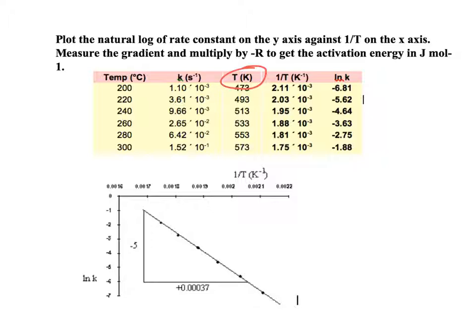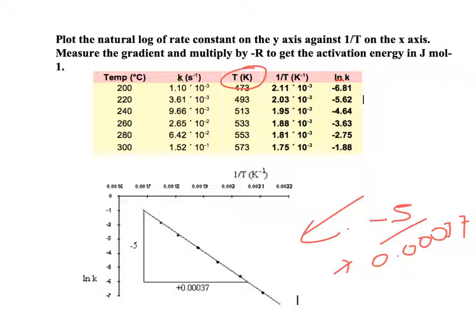So when you plot that, and you will get a graph like this, you can see that you will have a negative gradient. The gradient will be -5 divided by 0.00037, and the y-intercept will become log A. So if you multiply this number by the gas constant, and also by -1, you will find your activation energy.